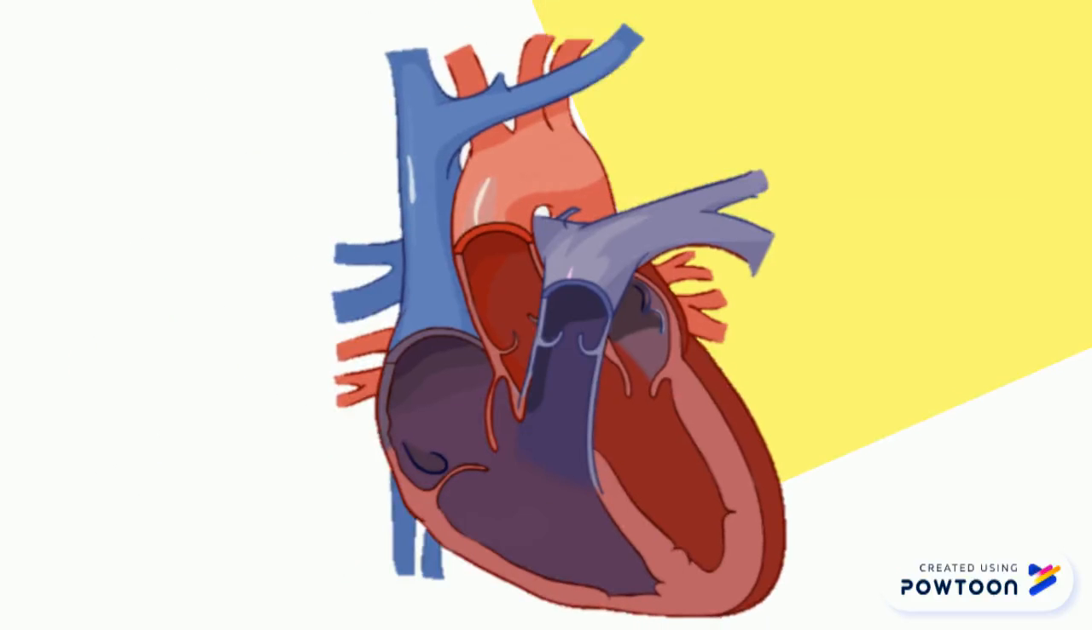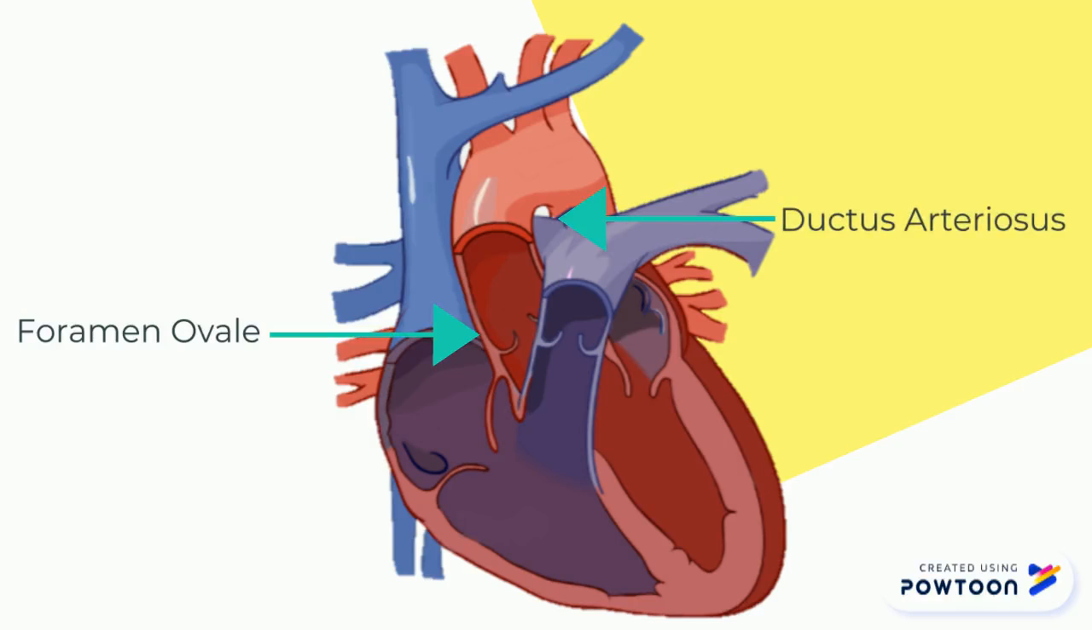3 structures in the fetal heart serve important functions. The foramen ovale is a connection between the right and left atria, allowing oxygenated blood to bypass the lungs. The ductus arteriosus moves blood from the pulmonary artery to the aorta. The ductus venosus shunts blood directly from the placenta into the inferior vena cava from the umbilical vein, bypassing the liver.